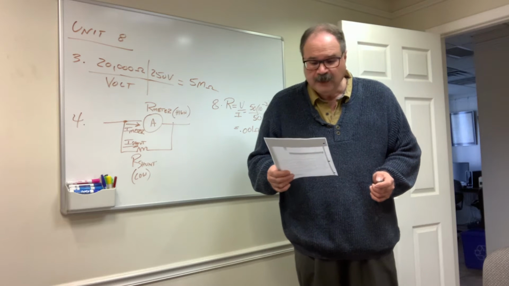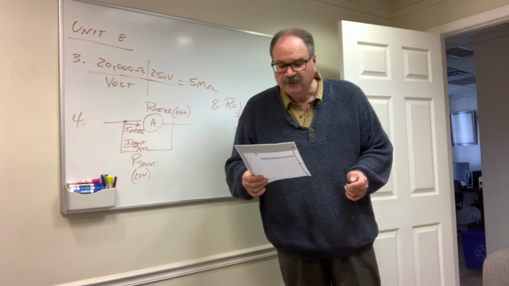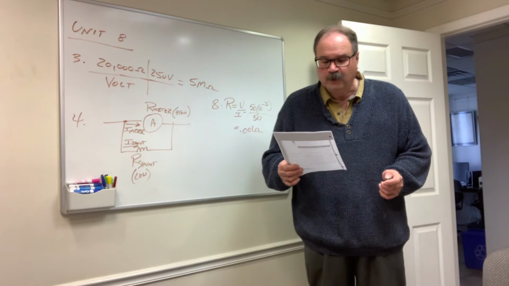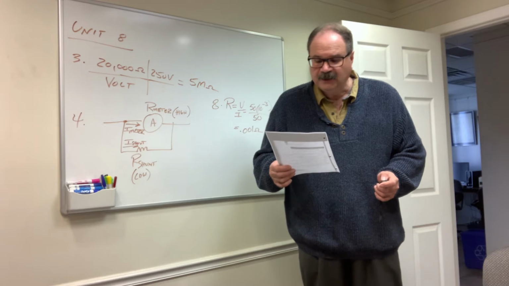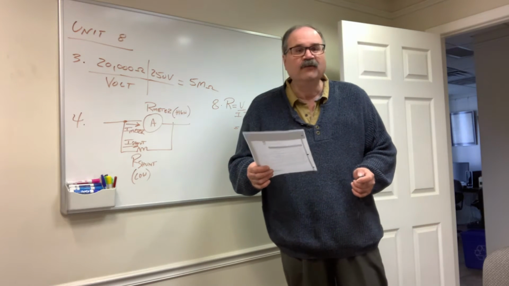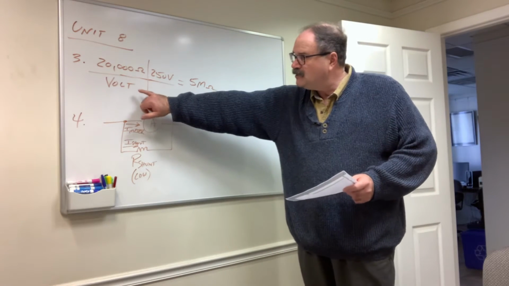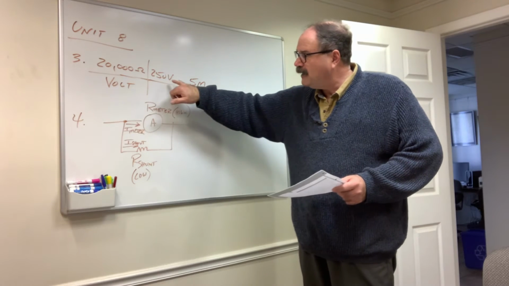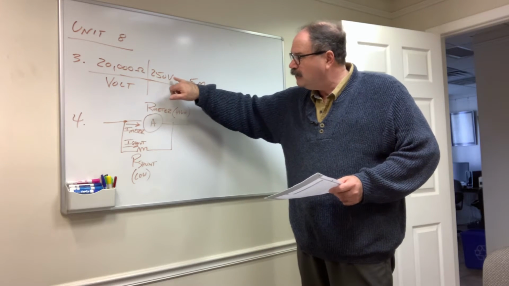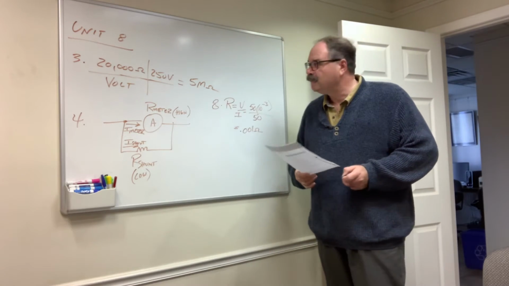Direct current. Question 3, a DC voltmeter has a resistance of 20,000 ohms per volt. What is the resistance of the meter if the range selection switch is set on the 250 volt range? So we do a little bit of dimensional analysis. 20,000 ohms per volt multiplied by 250 volts, the voltages will cancel. So if you do the math, we'll be left with 5 megohms.